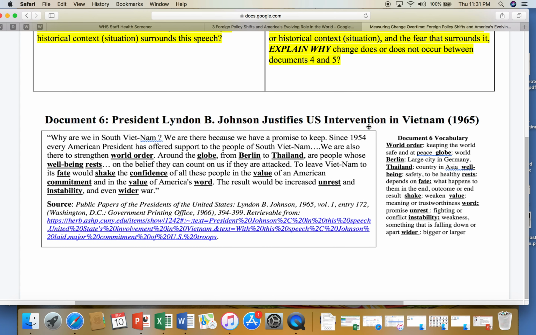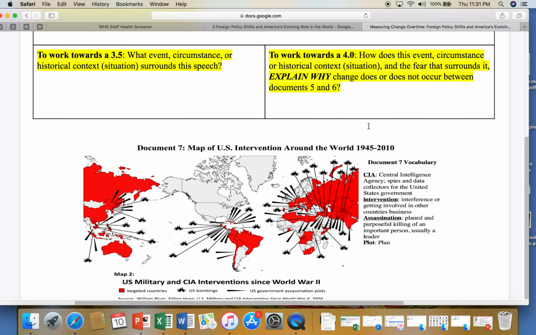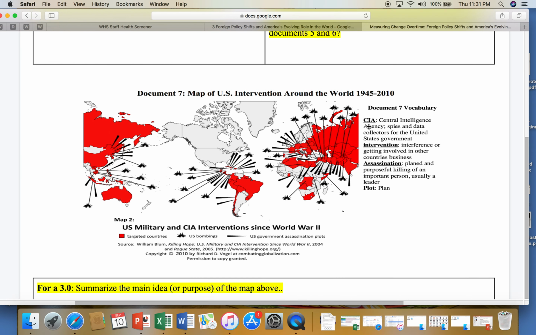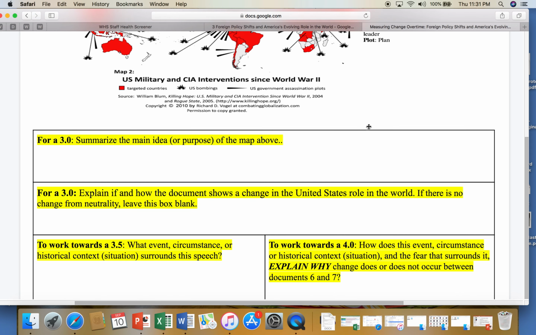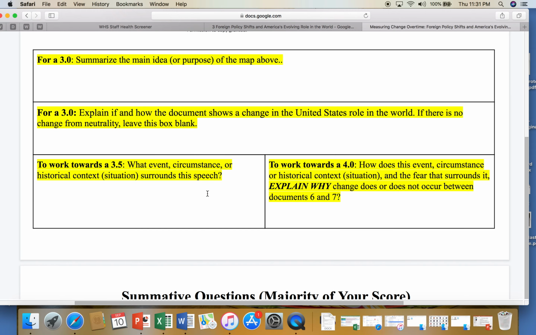Document 6 is President Lyndon B. Johnson's justification of U.S. intervention in Vietnam. This is from 1965. Again, same questions. And then the last is actually a map. And this is a map of all U.S. intervention around the world from 1945 to 2010. And so you can see this time there's only one question here, which is summarize the main idea or the purpose of the map above. And then everything else is the same from there.